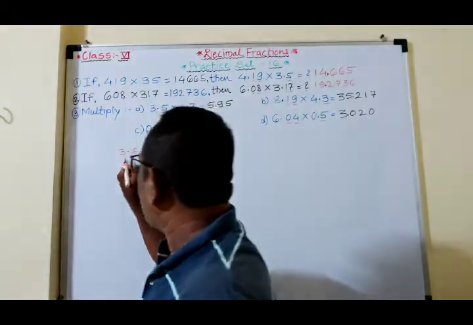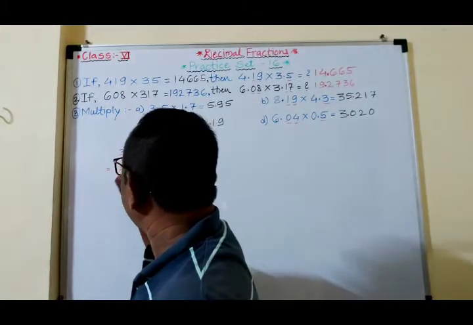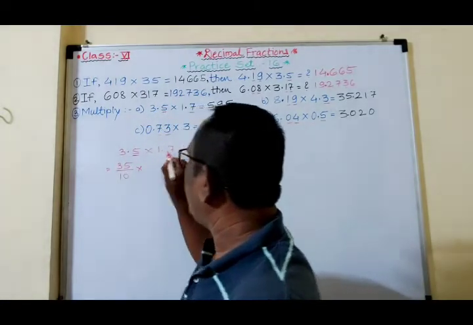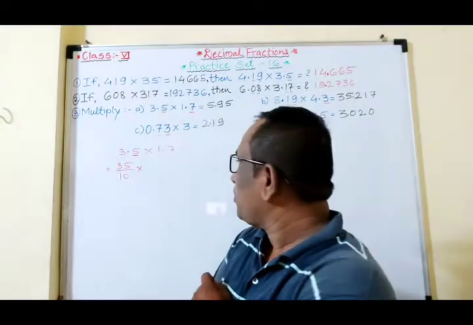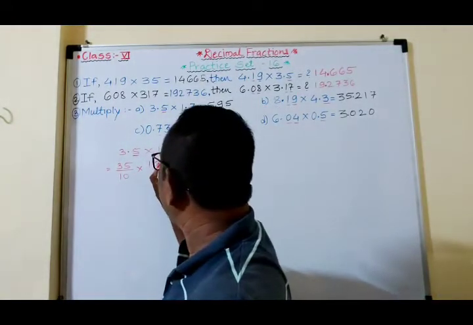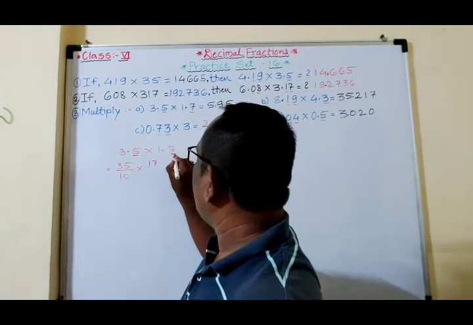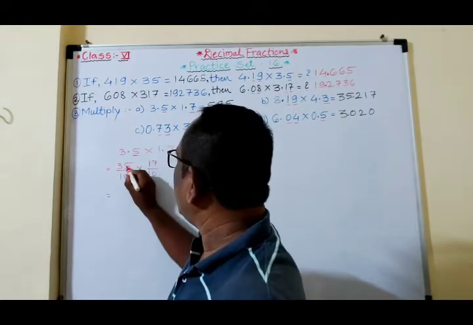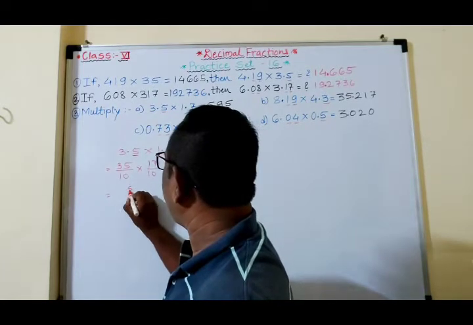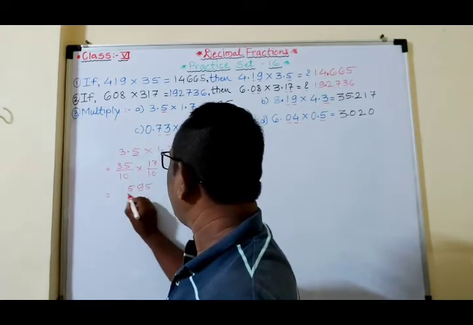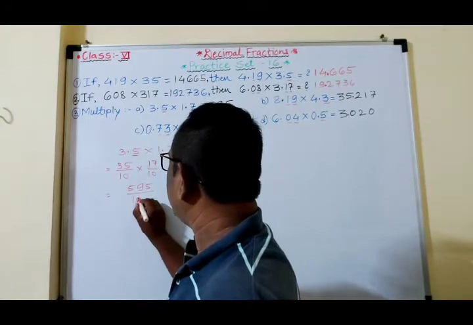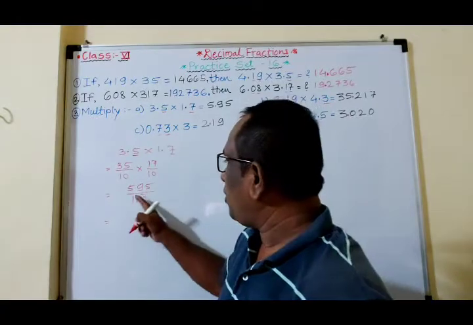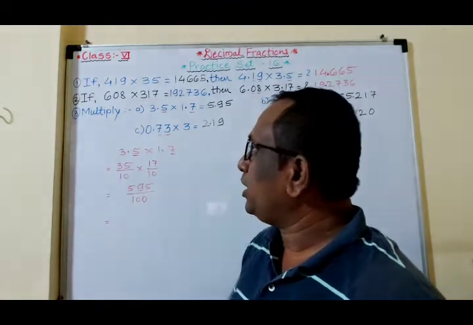Okay, so we convert this into 35 upon 10 multiplied by 1.7. That also we have to convert into a common fraction, that is 17. Here also after the decimal point 1 place is there, so the denominator is 10. Now we have to multiply 35 by 17, that is 595. 10 multiplied by 10 is 100. Now we got this fraction, 595 upon 100. So we have to convert it into a decimal fraction.